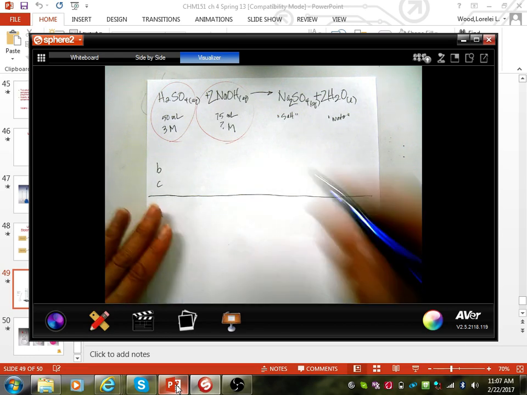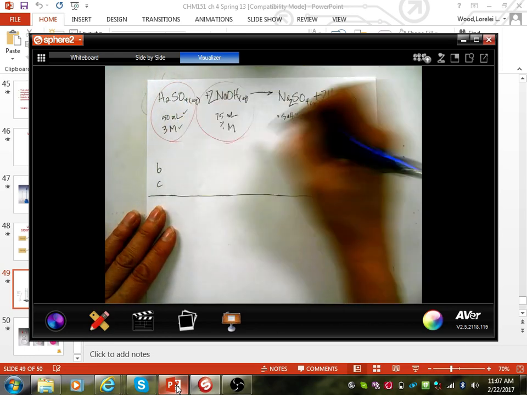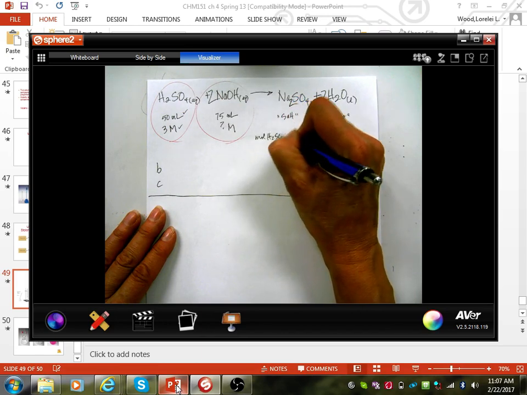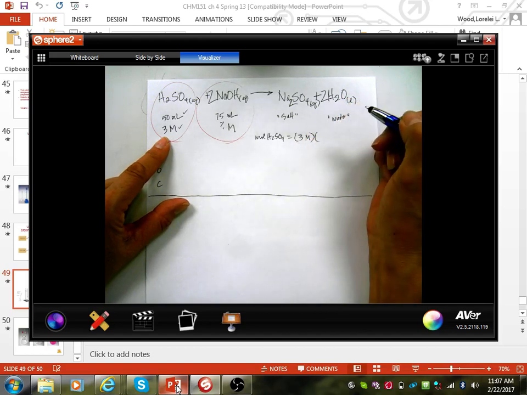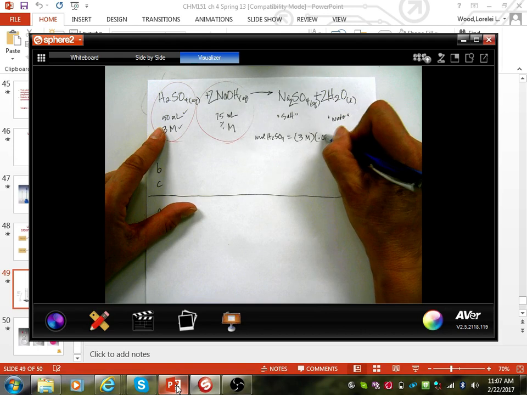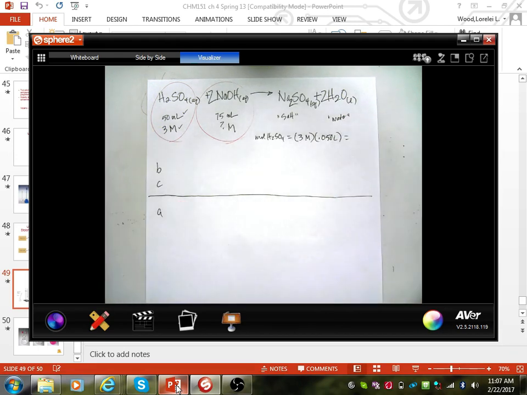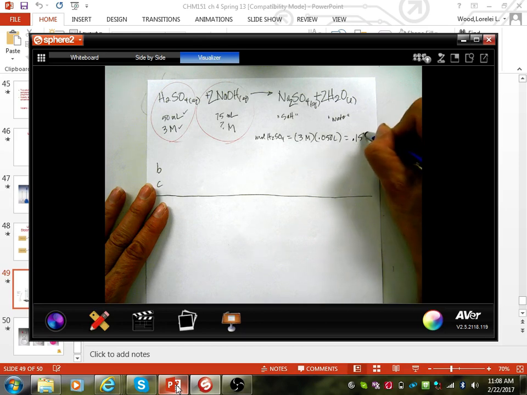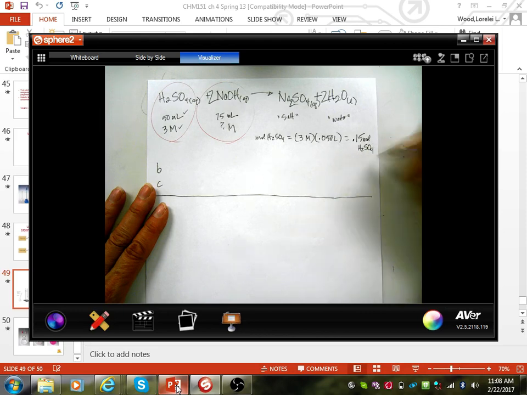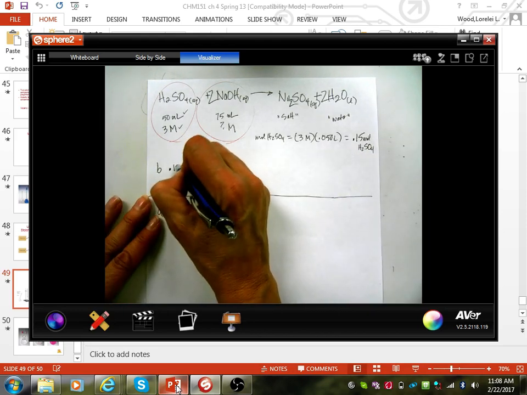Moles of sulfuric. So I want to take the volume and the concentration. So moles of sulfuric is equal to the concentration, in this case 3 molar, times the volume, which in liters is 0.050 liters. All right, somebody with a calculator, what's 3 times 0.05? Are we like 0.15? I'm not good at multiplying decimals. What is it? 0.15. 0.15. What are my units here? Moles of H2SO4.